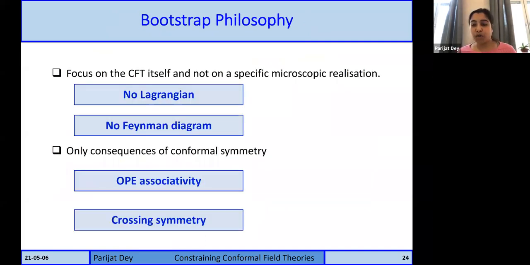So the bottom line is that the bootstrap philosophy is to focus on a CFT itself and not on a specific microscopic realization. So there is no Lagrangian, no Feynman diagram, but we exploit only the consequences of conformal symmetry. That is the OPE associativity and crossing symmetry.